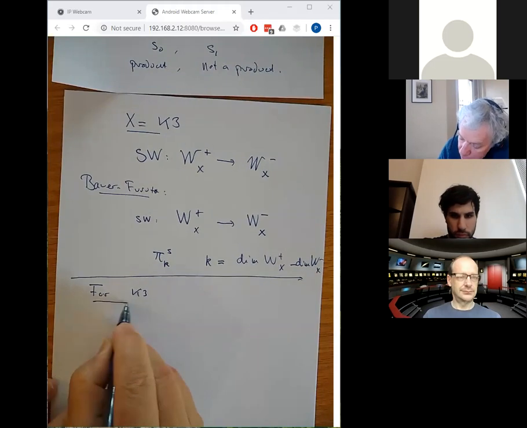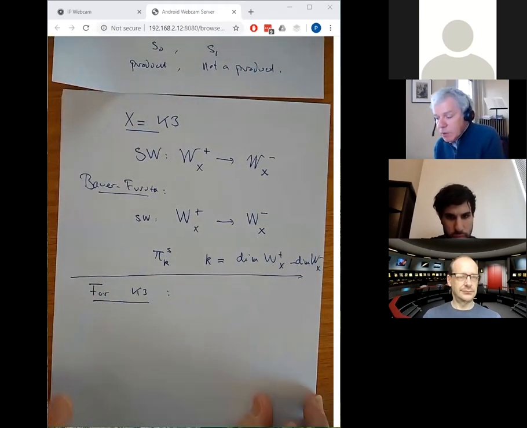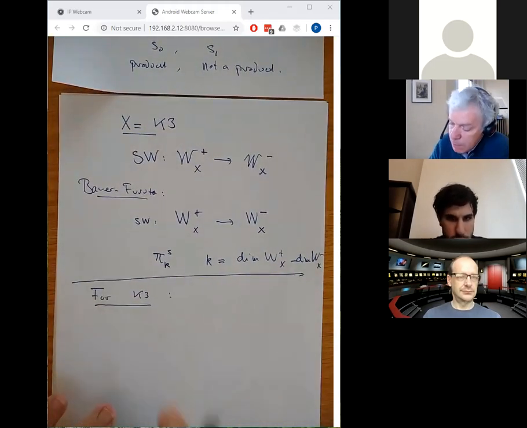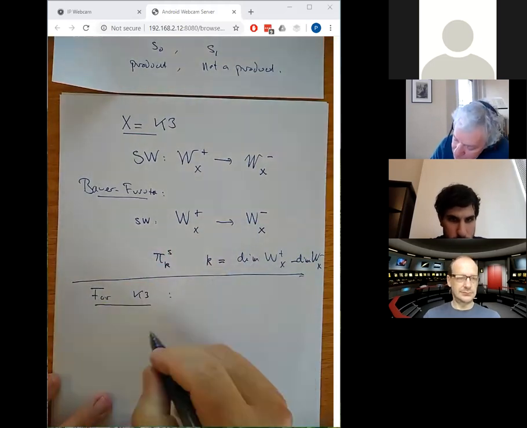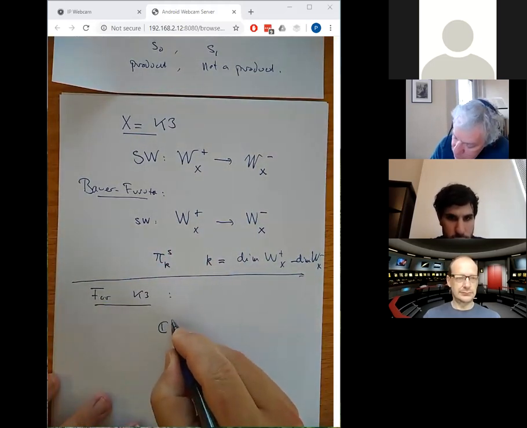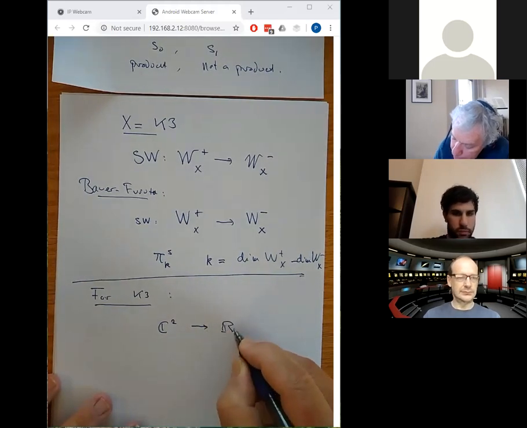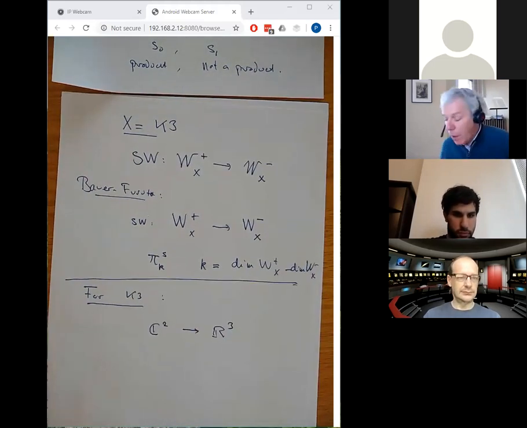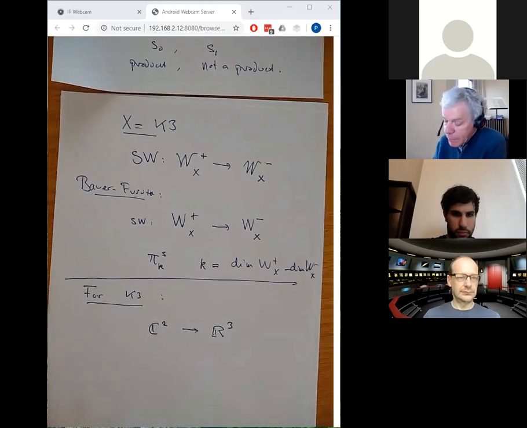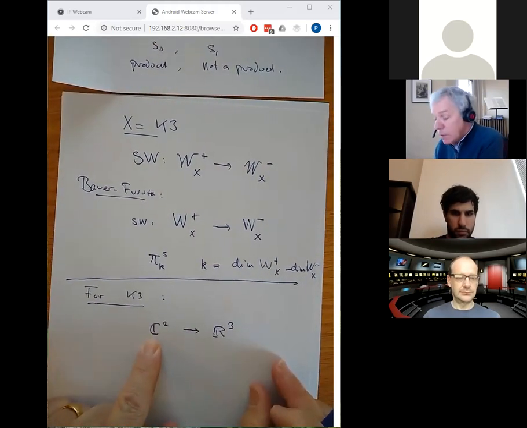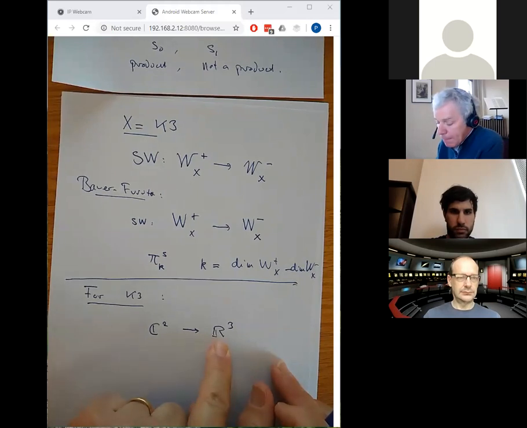For K3, you can legitimately and without too much error think of the Seiberg-Witten map here as being a map from C2 to R3, which is the cone on the Hopf map. The Hopf map from the 3-sphere, the unit sphere here, to the 2-sphere, which is the unit sphere here.